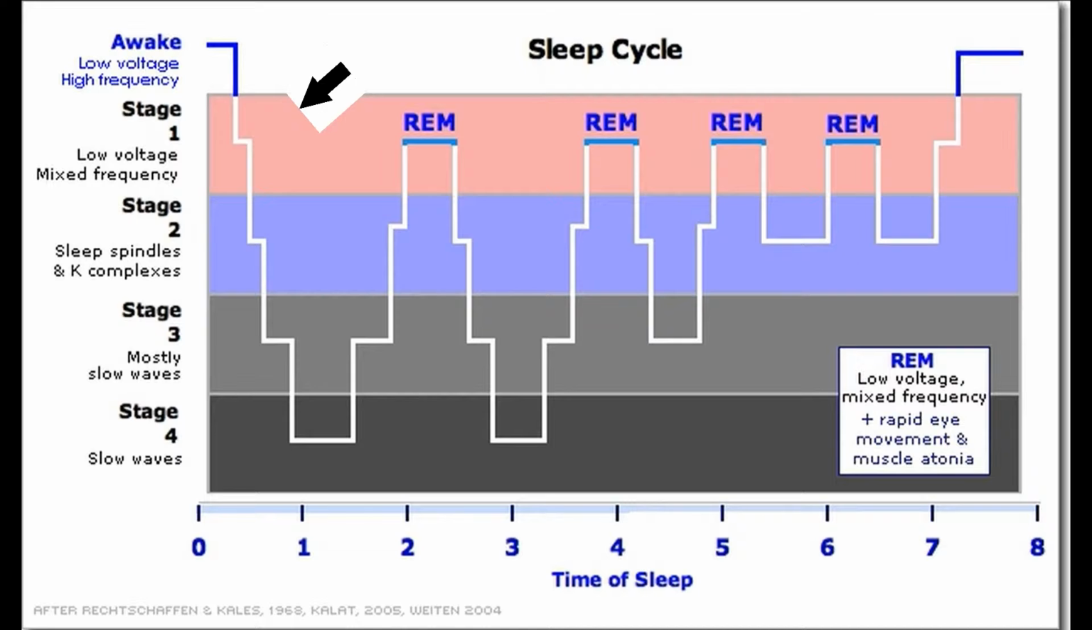Stage 1 is where you're bordering sleep and awake. Stage 2 is where you have high bursts of energy while sleeping. Stage 3 is where you start to slow down and start to dream. Stage 4 is when you are in deep sleep. And REM stage is when your body is relaxed, but your brain is super hyper.